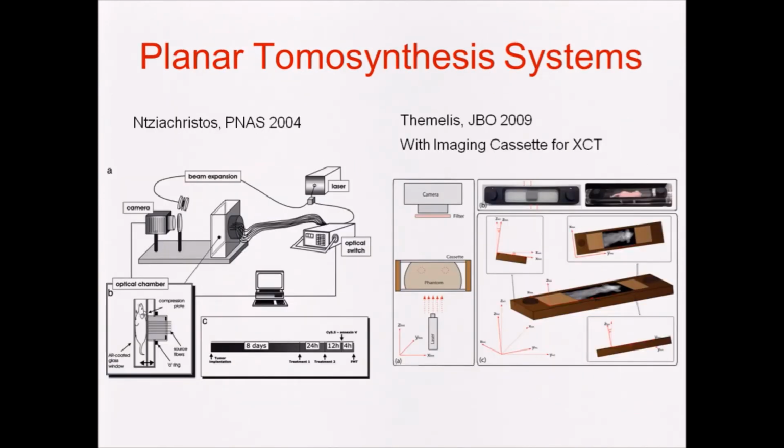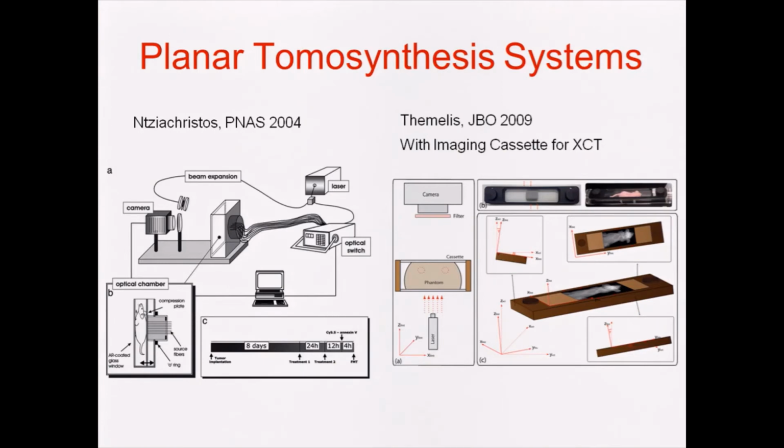Here are a couple of other systems, similar in that they're both planar tomosynthesis systems. This is one of the earliest systems put together by Vasilis, and it's pretty similar to what I showed on the previous slide, except in this case the sources, instead of being scanned over the source side of the imaging domain, use a bunch of fibers which are switched between to run through all the different source positions.